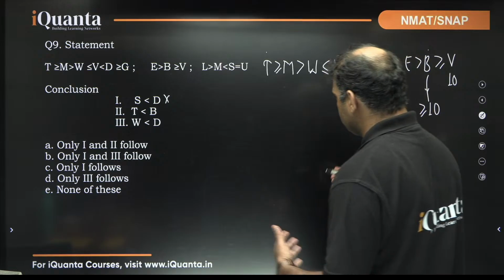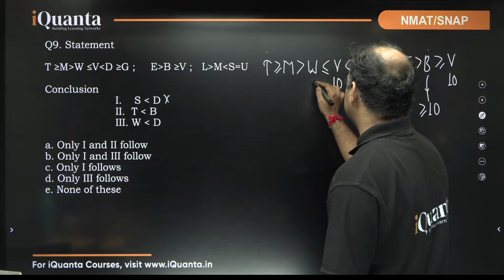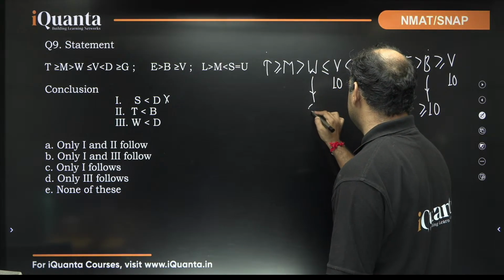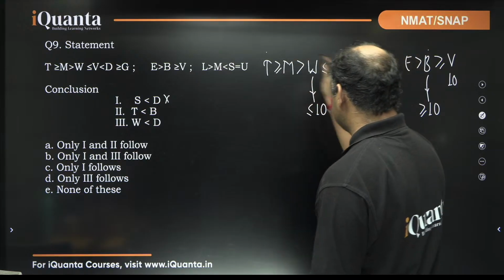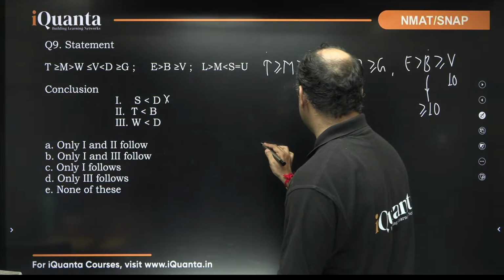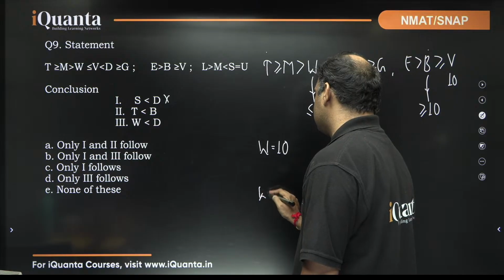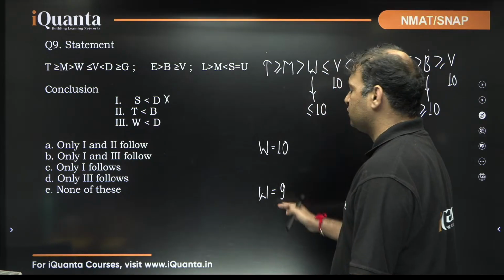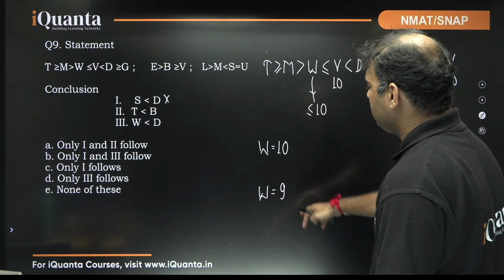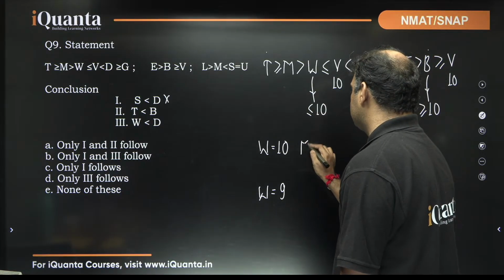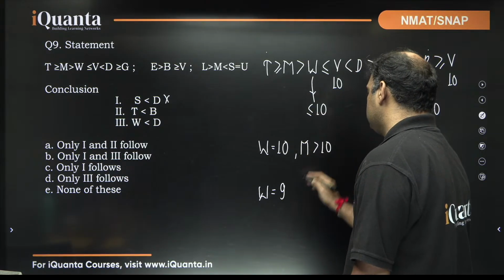If you want to do it more, so let's say for a while that W is what? Less than or equal to 10, right? M is definitely greater than W. So let's say that W is either 10 or 9, okay? I consider both the possibilities. W is either 10 or 9. Then M is definitely greater than W. So M here should be greater than 10. Here should be greater than 9.